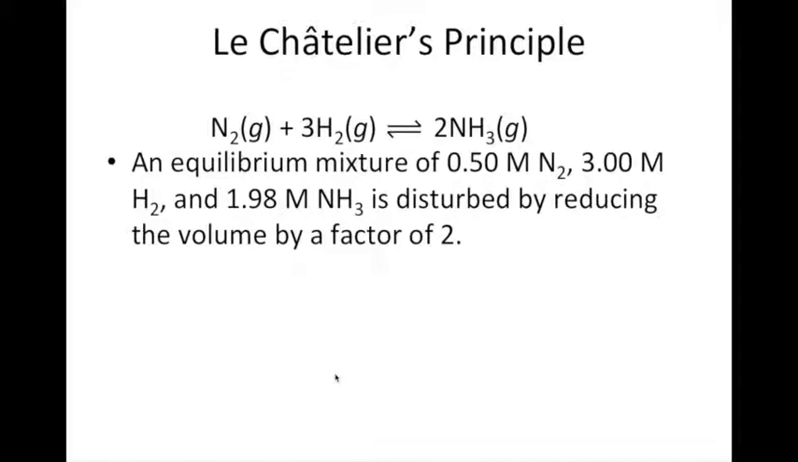Now we can also look at this numerically by comparing Kc and Qc. So let's take just a minute and do that. Let's use our same reaction as an example. And let's say we had an equilibrium mixture of this reaction, and we had these concentrations: 0.5 molar nitrogen, 3 molar hydrogen, 1.98 molar ammonia, and these are equilibrium concentrations. And we disturb this reaction equilibrium by reducing the volume by a factor of 2. Which way will the reaction shift? And let's see if we can predict that using Qc and Kc.